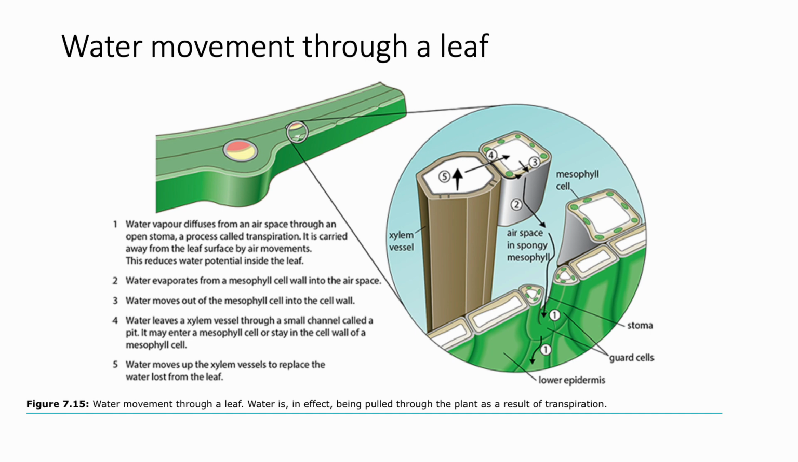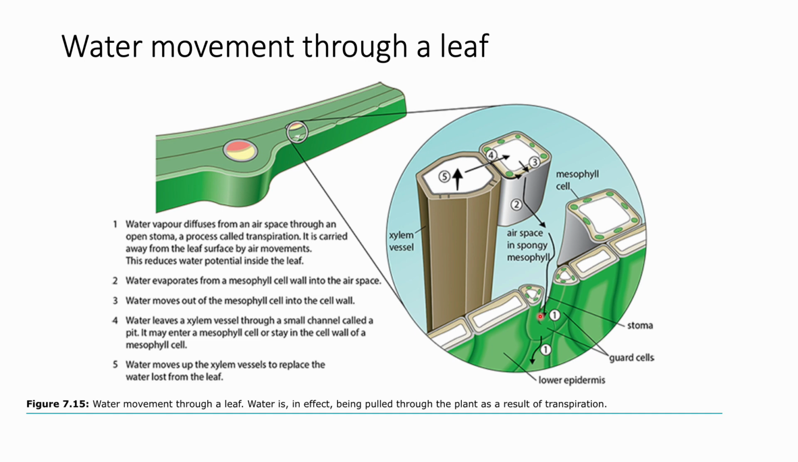Water vapor diffuses through an air space through an open stoma. This is the stoma, this opening, and it's surrounded by guard cells. The guard cells are going to control when the stoma is opened or closed. Water is carried away from the leaf surface by air movements. This reduces the water potential inside the leaf.